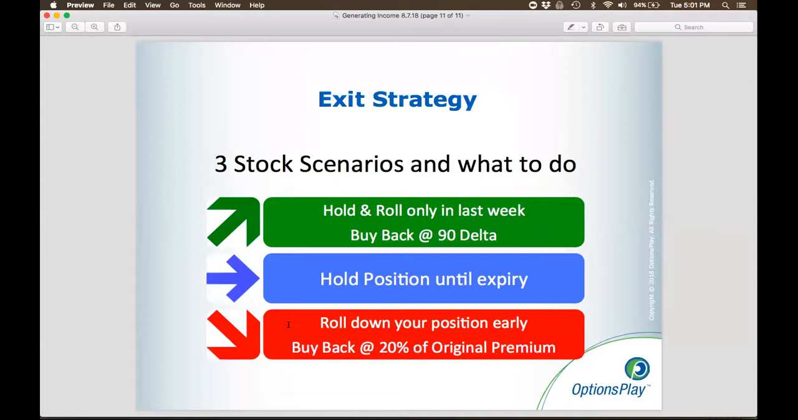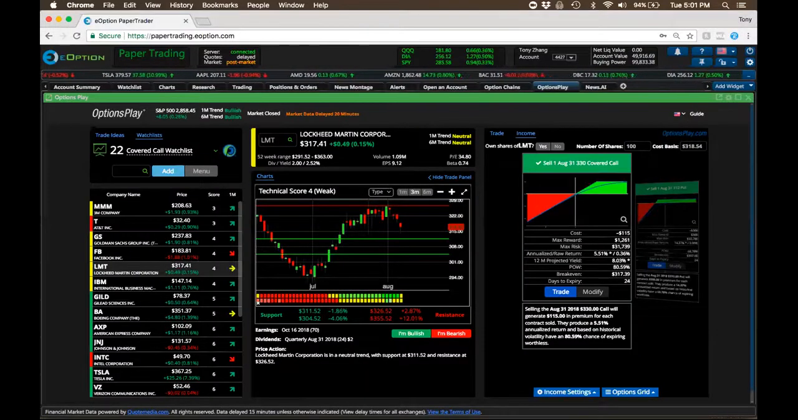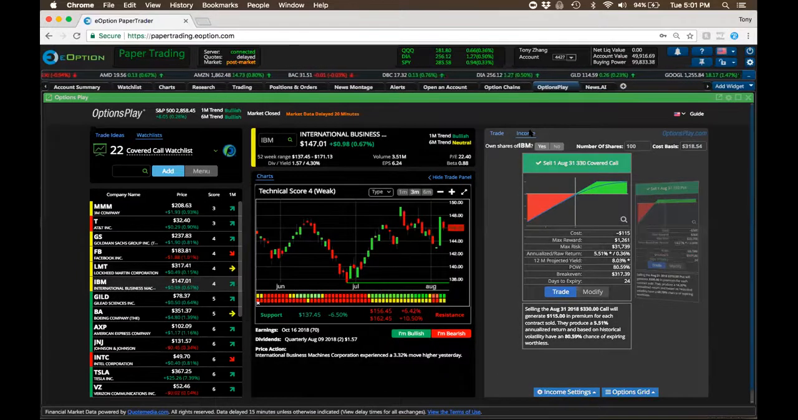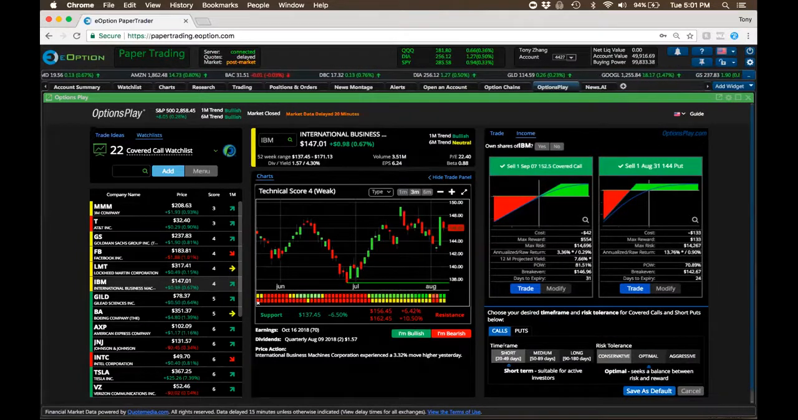So those are the three general scenarios that you might encounter when you sell a covered call and how you should handle each one. With that, I just want to quickly summarize, when you're using OptionsPlay: first of all, it's available to you on the upper right-hand corner here. You have trade ideas and watch lists here on the left. I highly recommend you set up a watch list with the stocks that you own to make this process as easy as possible. And before you use the income tab, make sure that you use the income settings to set your settings for calls.